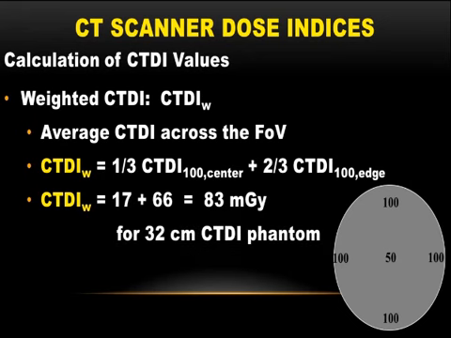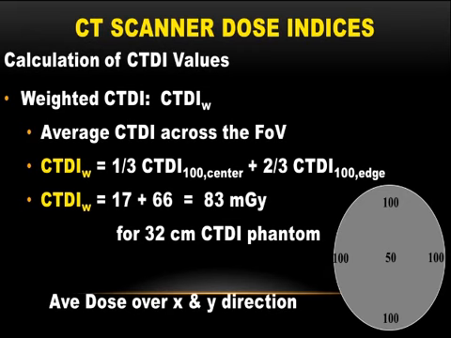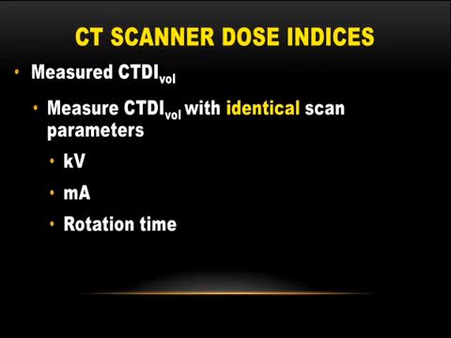And that's for the 32 centimeter phantom, and it's really an average dose over the X and Y direction. So we really do need to remember that when we talk about CTDIW, we're talking about one single average dose that we're trying to characterize the dose distribution with over the XY direction of the patient.